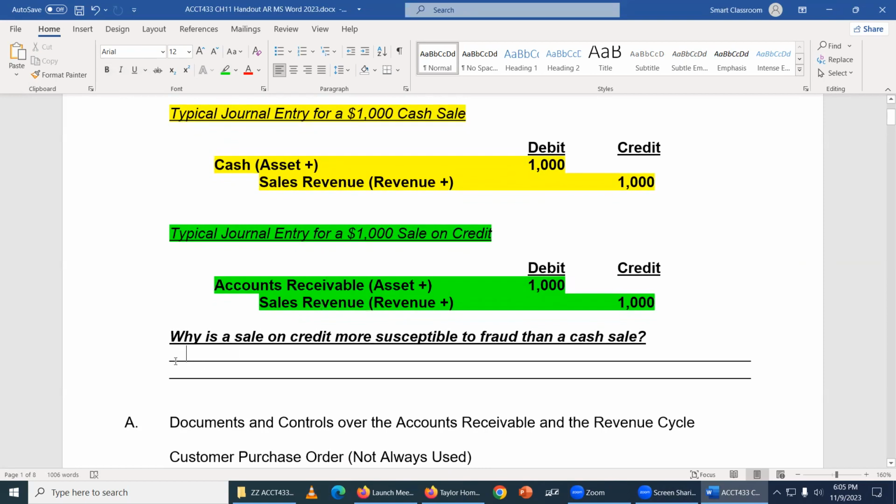Okay, so here's the question. Why is a sale on credit more susceptible to fraud than a cash sale? It's much easier to have a fraud. Is it because you could change the journal entry?